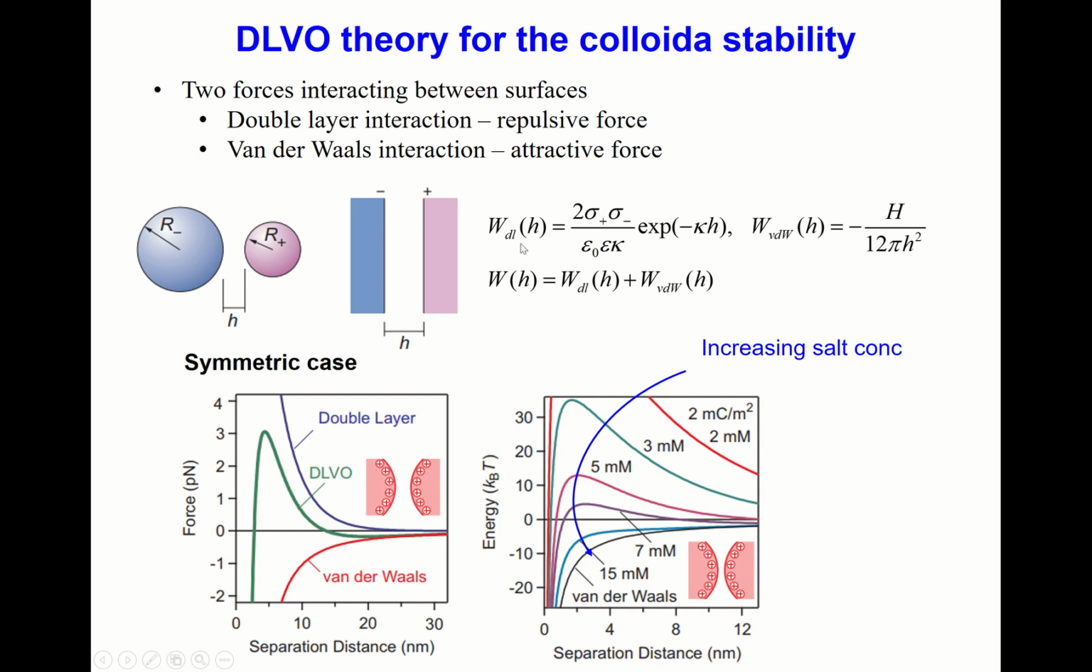Double layer interaction is given by this equation. The important thing is that the interaction exponentially decreases. Here it is, this is a proportional constant, and it exponentially decreases with respect to the separation h. And there is another force.